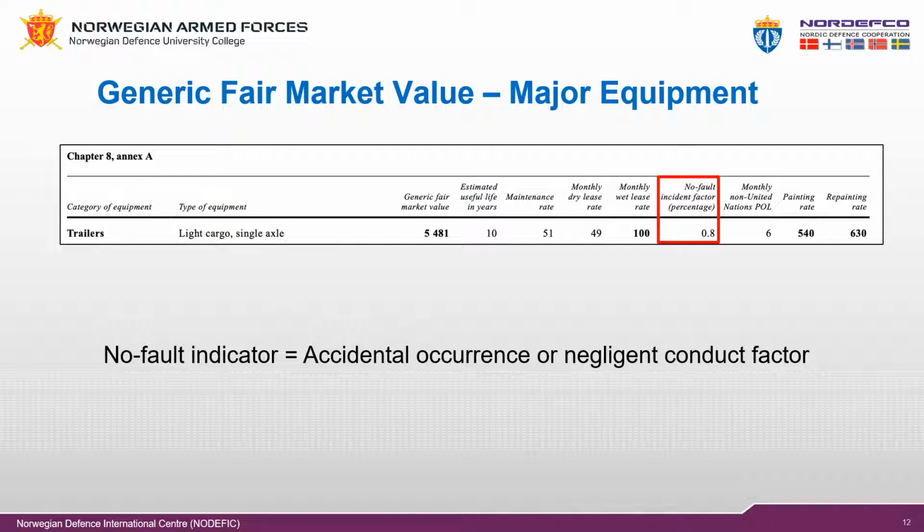No-fault incident means an incident caused by an accident or negligent conduct, but does not include acts caused by willful misconduct or gross negligence on the part of an operator or custodian of equipment. The no-fault incident factor varies from 0.1% to 1% on combat vehicles.